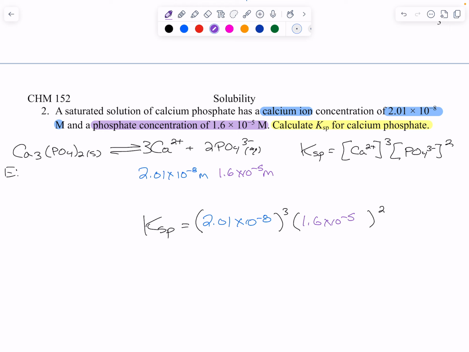All right, so calculator time. 2.01 times 10 to the minus 8, and that is cubed, times 1.6 times 10 to the negative 5, and that's squared. I get, well, I only have 2 sig figs, 2.1 times 10 to the negative 33. Hopefully that's what you get as well.